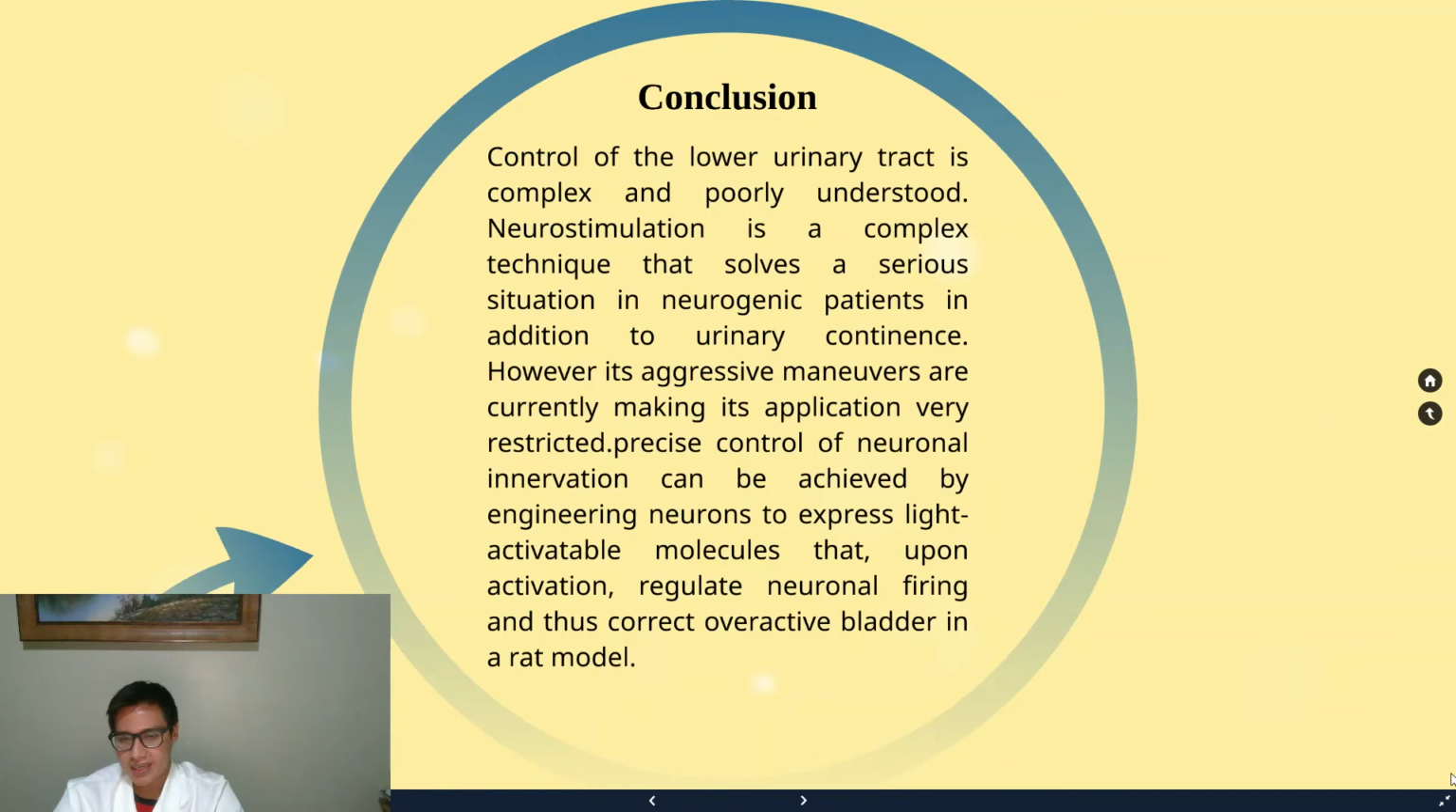Persistent control of neuronal innervation can be achieved by engineering neurons to express light-activatable molecules that, upon activation, regulate neuronal firing, and thus correct overactive bladder in a rat model.